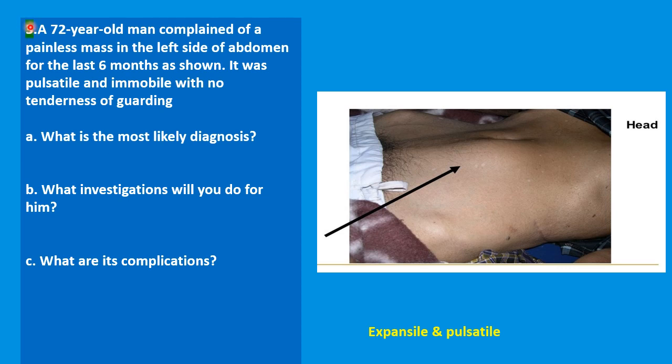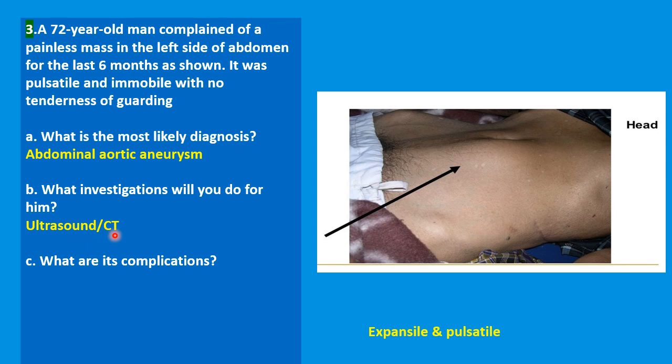Question number 3. A 72-year-old man complained of a painless mass in the left side of the abdomen for the last 6 months as shown in the arrow. It was pulsatile and immobile with no tenderness or guarding over it. What is the most likely diagnosis? Abdominal aortic aneurysm, AAA. What investigations will you do for them? Ultrasound abdomen and CT scan if necessary.